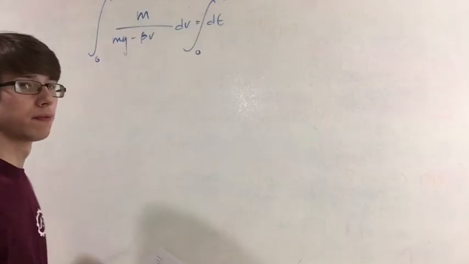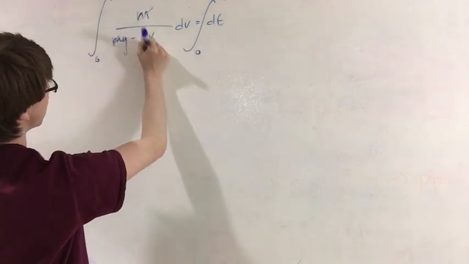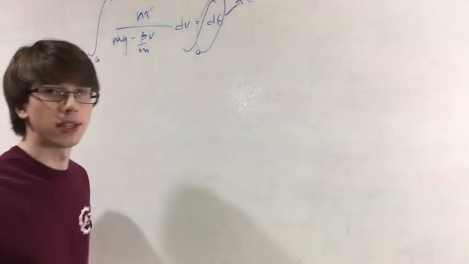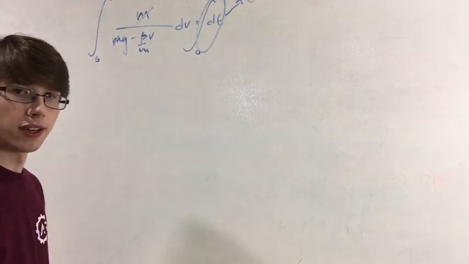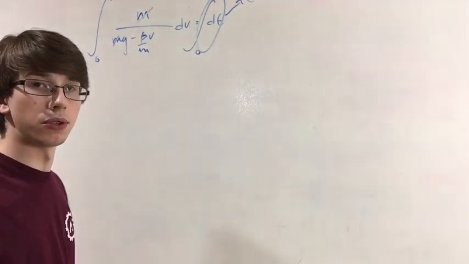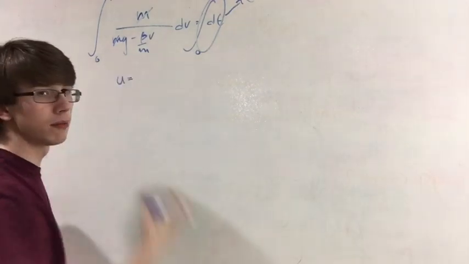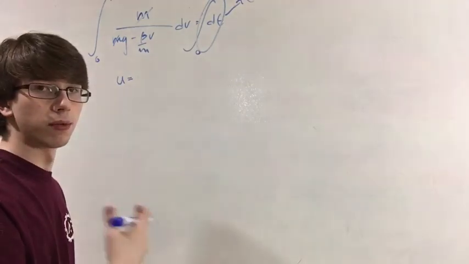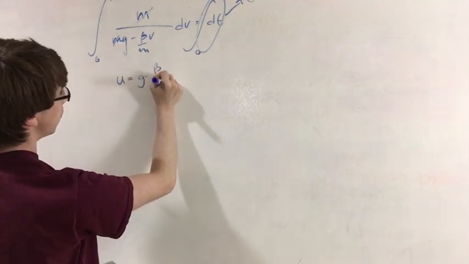So first thing we're going to do is cancel these and divide this by m. This easily just integrates to t. That's pretty simple. This integrand is going to be a little bit different. It's going to be a little hard. So we're going to go over u substitution. So you have some variable u that's equal to some expression here regarding v. That will be g minus beta over m v.